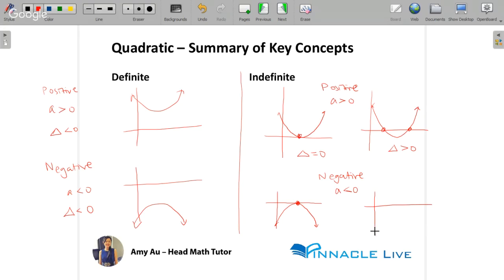This is two roots. All right, so discriminant is positive. Discriminant is equal to zero. All right, so that's how I remember the terminology.